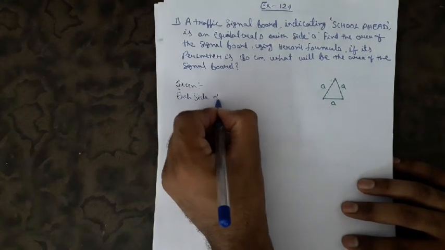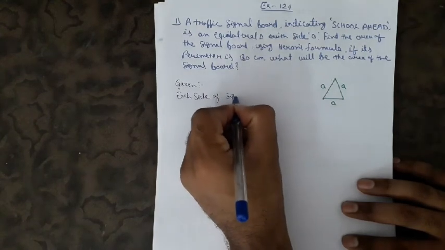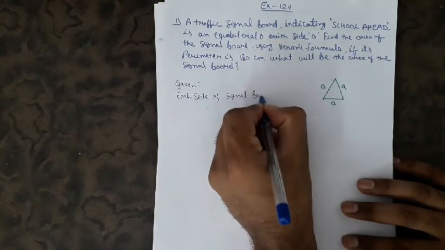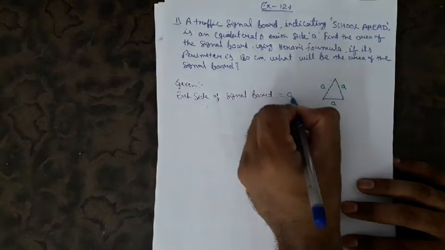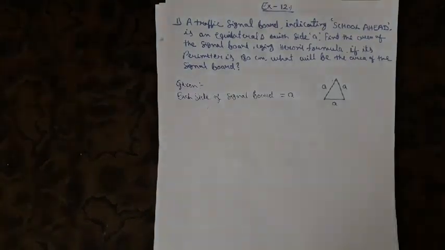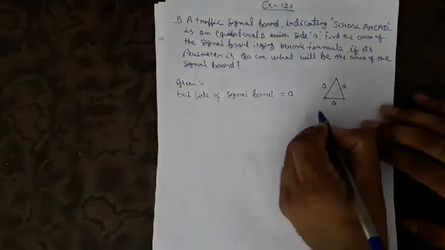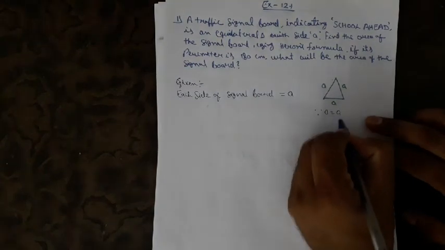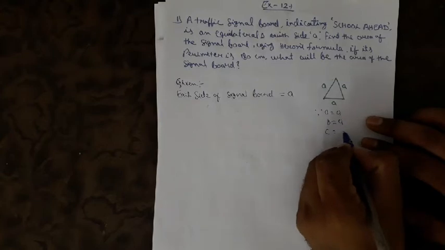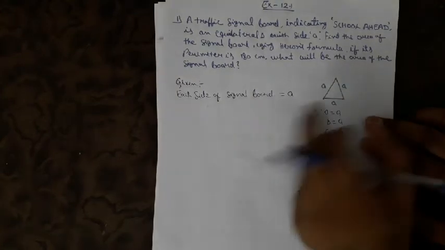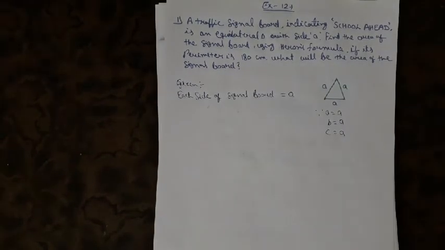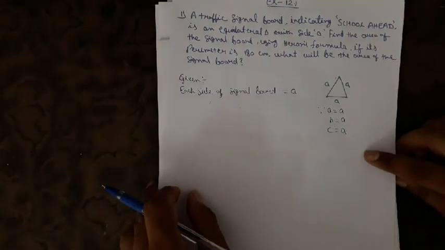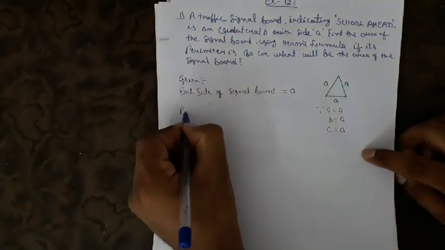each side of the signal board, it is given what? A. Means all sides would be A. Here I am writing A would be A, B would also be A, and C would also be A, because all sides are the same, and this would be taken as A, B, C. I think you understand. Okay, next thing that is given, perimeter.